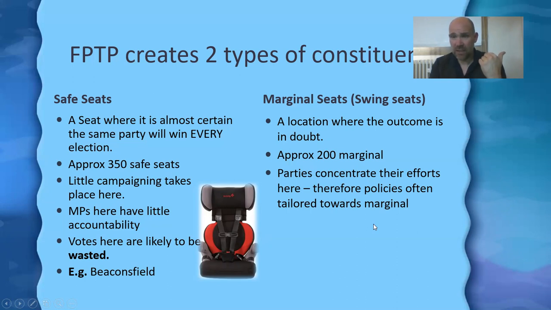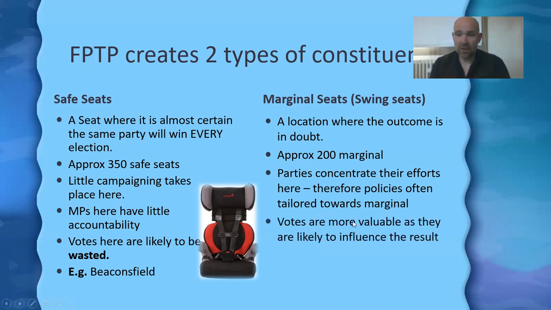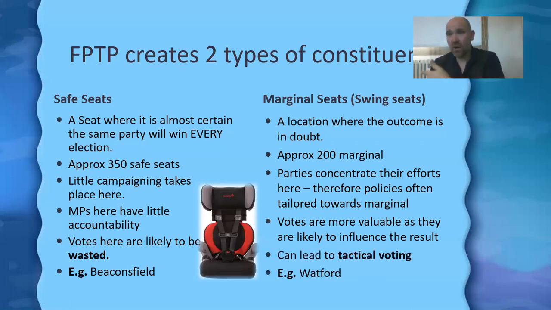You don't need to win the votes from Beaconsfield. You've already got them. So why bother making policies that are going to affect them? In the same vein, Labour knows they're going to lose Beaconsfield, so why bother appealing to those voters? But they might as well make policies that will appeal to people that actually could bring them victory. Votes are more valuable in a swing seat as they are far more likely to influence the result. So would the Conservatives prefer to have 8,000 extra votes in Beaconsfield or in Watford, where I live? They'd rather have them in Watford because that's actually going to change the result.